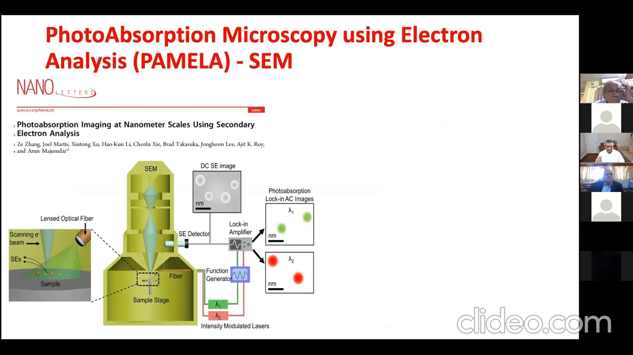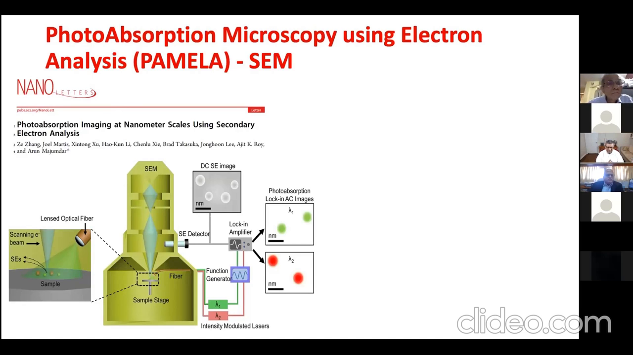The electron penetrates the material and goes through cascading inelastic scattering, and it produces secondary electrons. You detect the secondary electrons, and that's your way of imaging materials down to about a nanometer or so, roughly a nanometer. Now they're pushing the limit even to sub-nanometer scales.